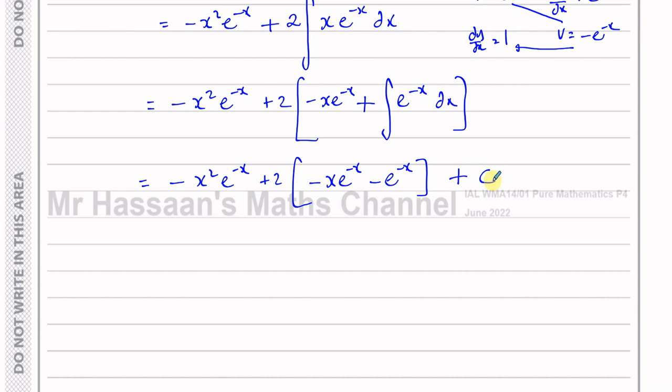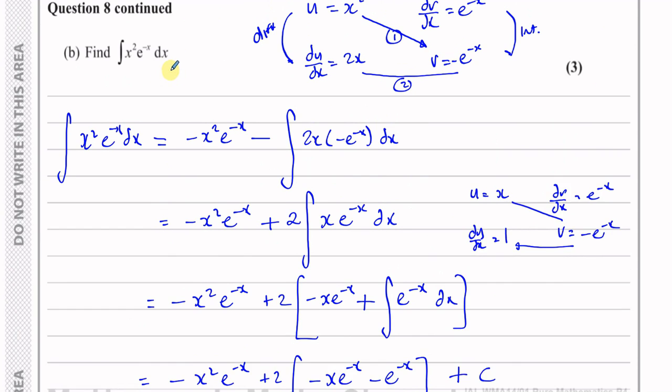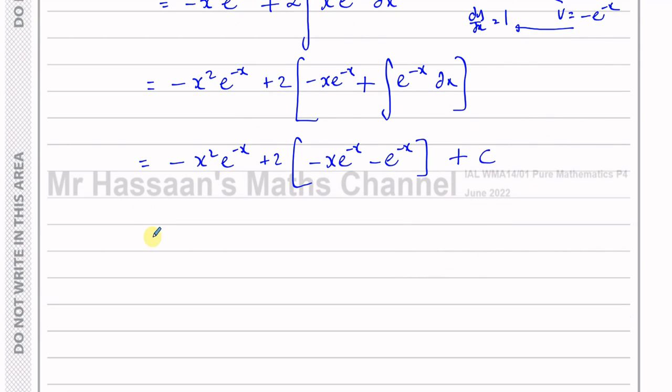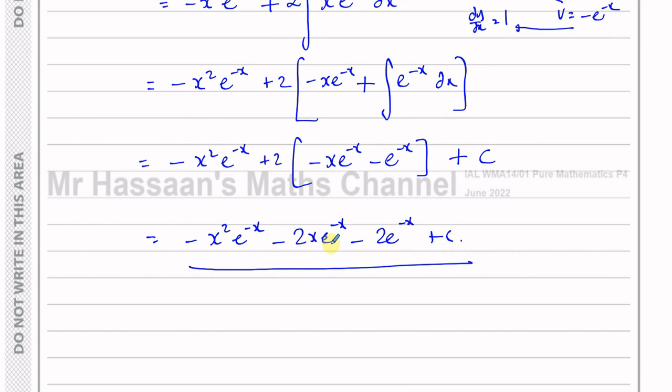Now I'm going to put plus c, as it's an indefinite integral. There's no limits, so I'm going to put the plus c. So now, if we just simplify that, you've got minus x squared e to the power of negative x, minus 2x e to the power of negative x, and minus 2 e to the power of negative x plus c. So there's the answer to the question.